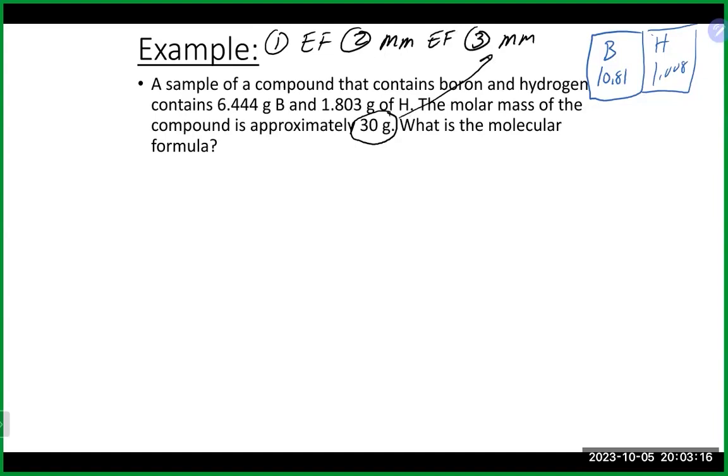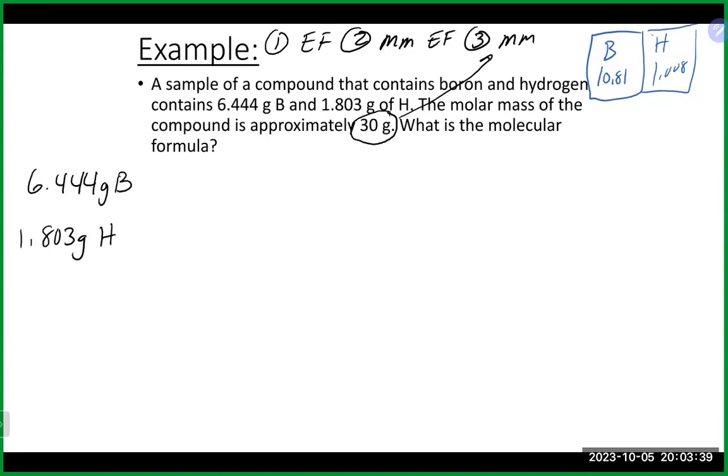So we're really just going to start out here with an empirical formula calculation. It's already in grams, by the way, so don't convert to grams. They're already in grams. Don't try to figure out percentages, because you don't need to do that. So we already have our 6.444 grams of boron. We have our 1.803 grams of hydrogen.